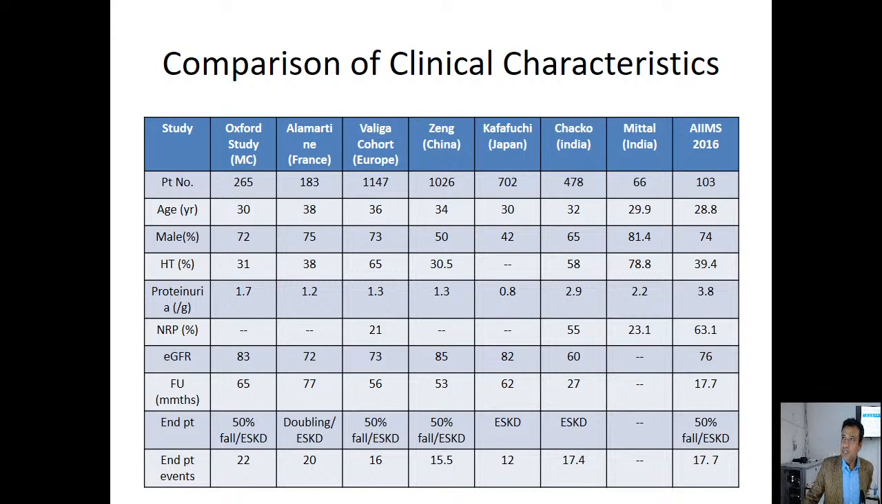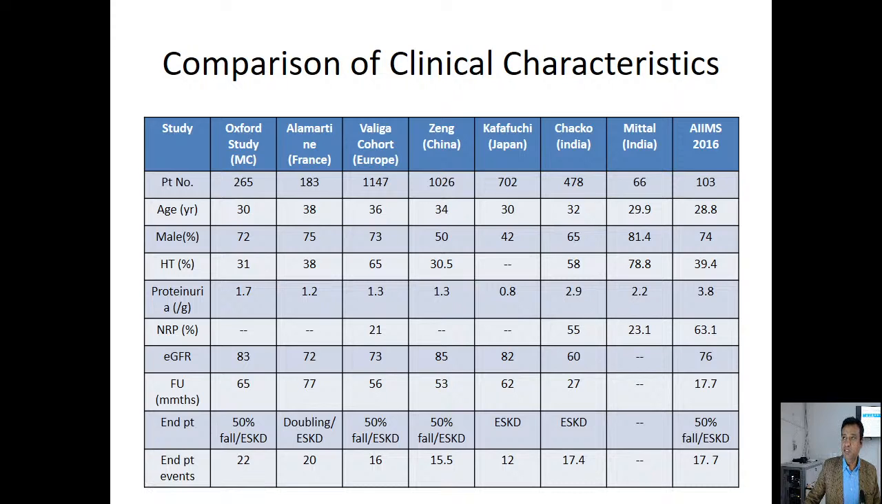So this busy-looking table, I have tried to tabulate the major cohorts in the international literature. The first one obviously is the Oxford study cohort, which we will come to subsequently. It's a multi-continental cohort. It had centers from South America, North America, Europe obviously, and Japan and China. It had 265 patients. The mean age was 30 years.